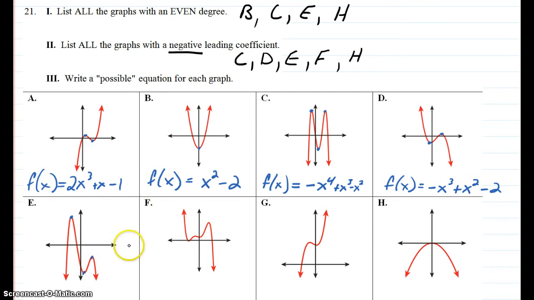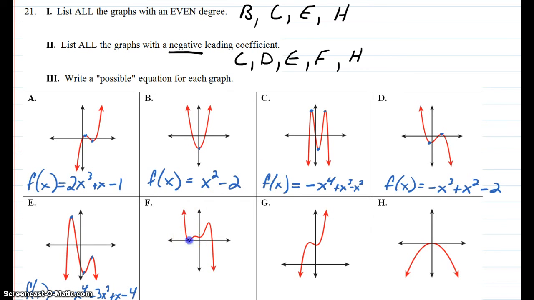Number of turns, 1, 2, 3. So possible is going to be a power of 4. So f of x. Again, it's going down, so it has to have a negative x to the 4th minus 3x squared, whatever you want, plus x. And then you can see that the y-intercept is down here, maybe minus 4.